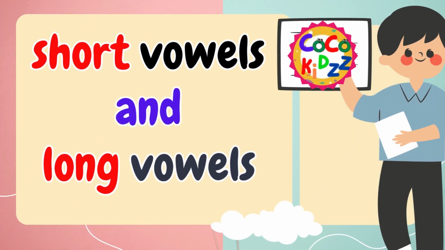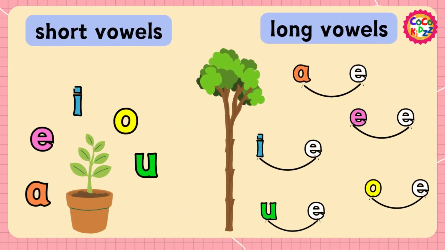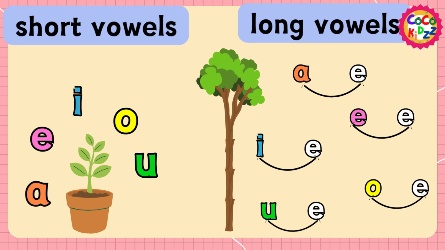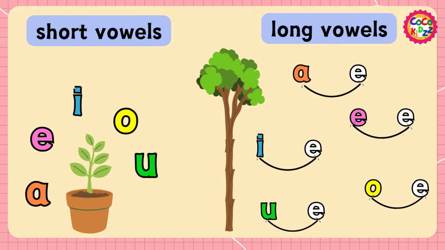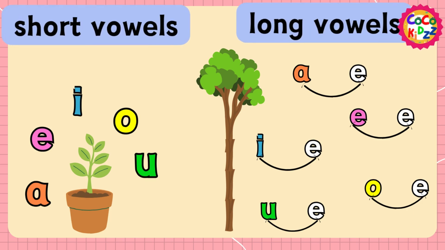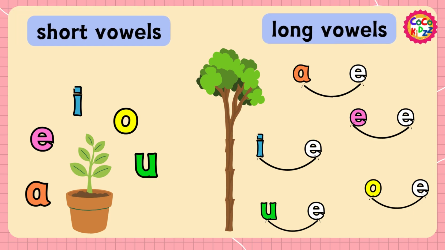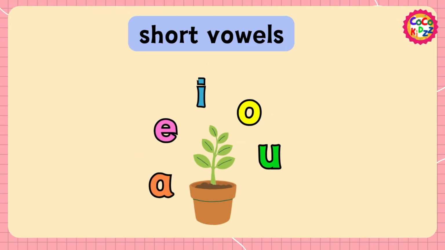Hello and welcome to a series of vowels. There are two types of vowels in English, short and long. They differ in pronunciation and sometimes in spelling. Short vowels have quick sounds.